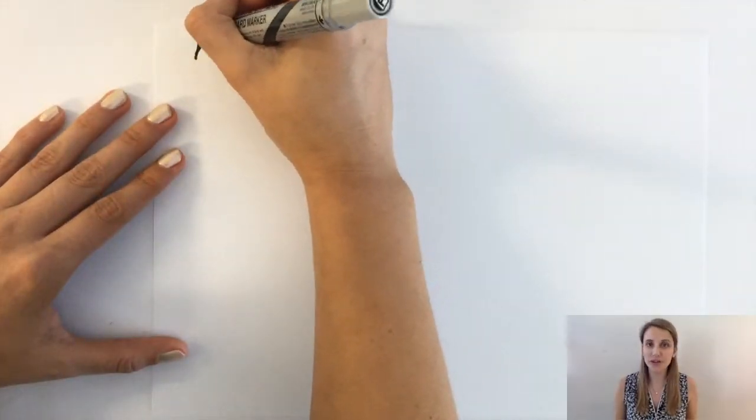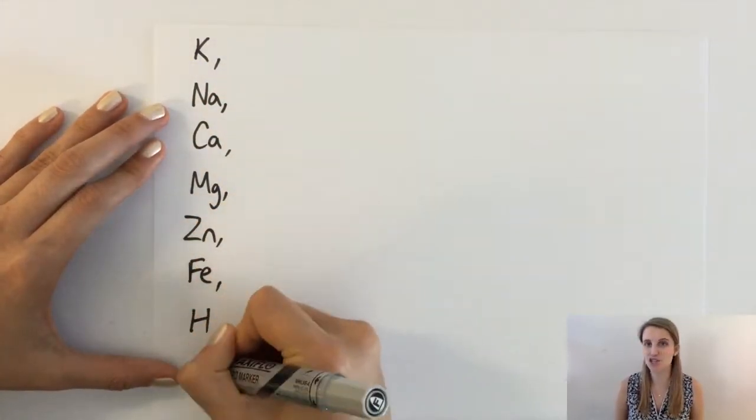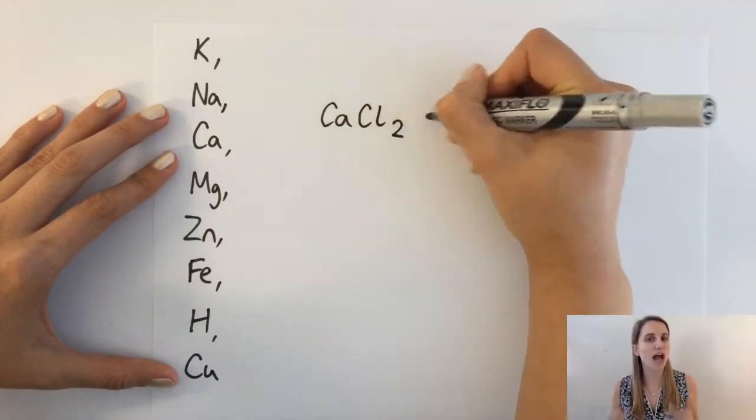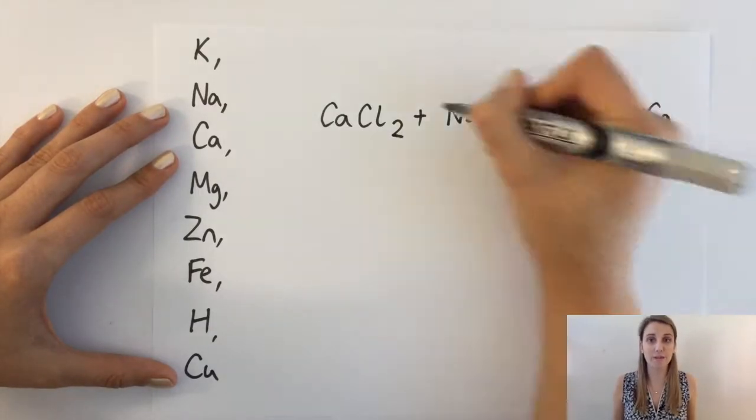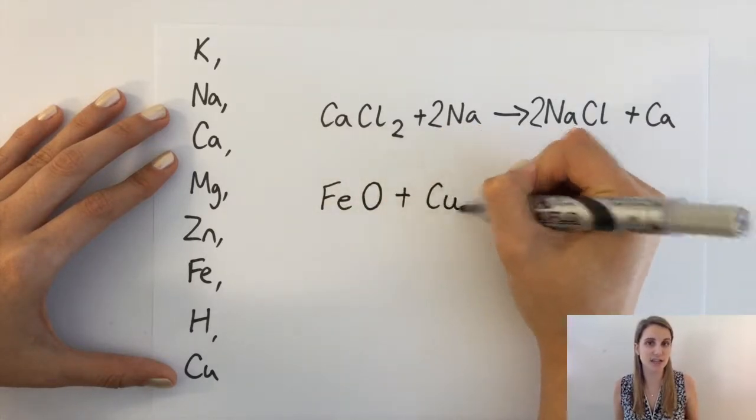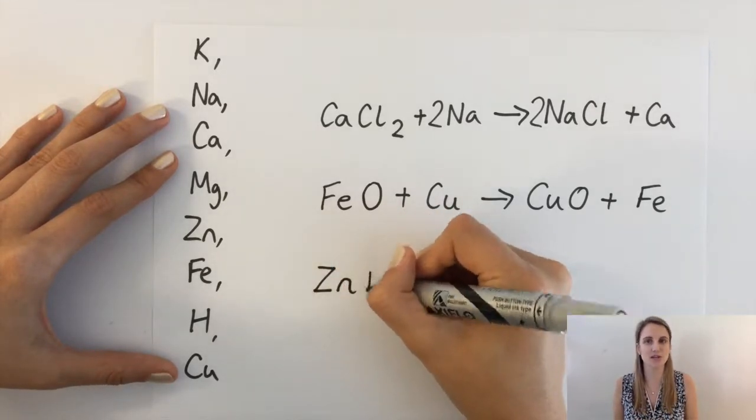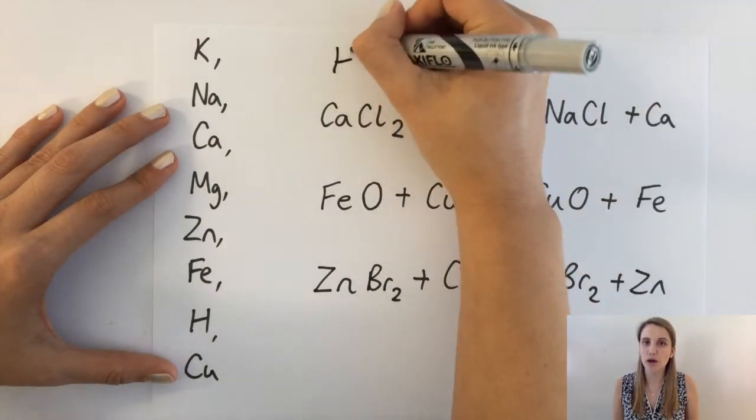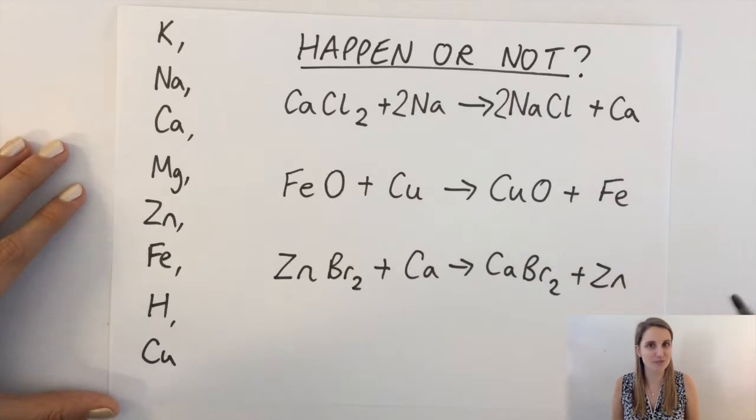Let's check out a few more examples. So down the left-hand side here is your reactivity series, in case you haven't learnt that yet. And we're going to play a game of, does this reaction happen or not happen? So here I've written for you 3 reactions, some of which happen, because the most reactive metal does end up as the ion, and some of which don't happen, because the most reactive metal does not end up as an ion. Pause the video here, see if you can work out which ones happen, and which ones don't.